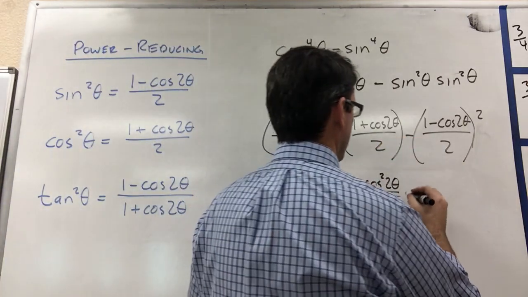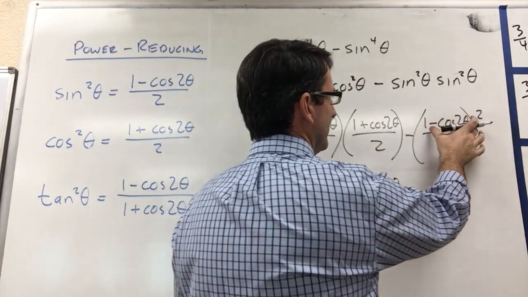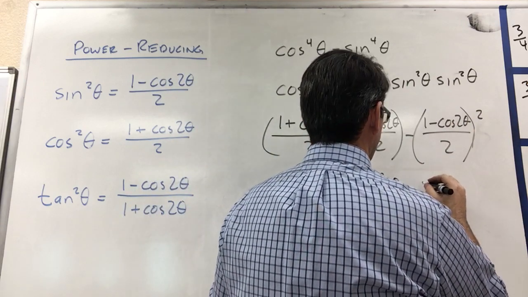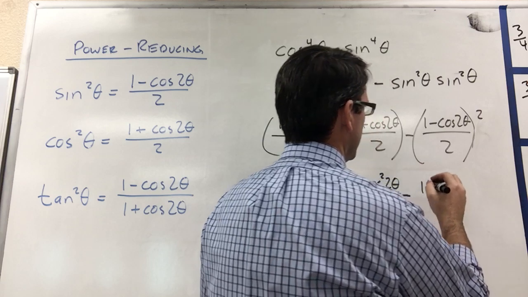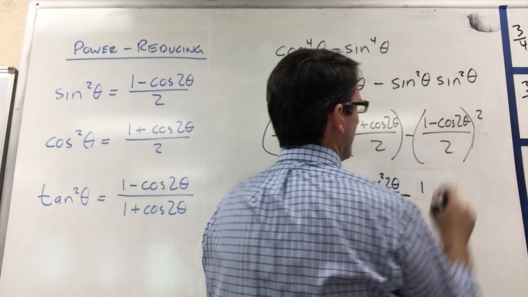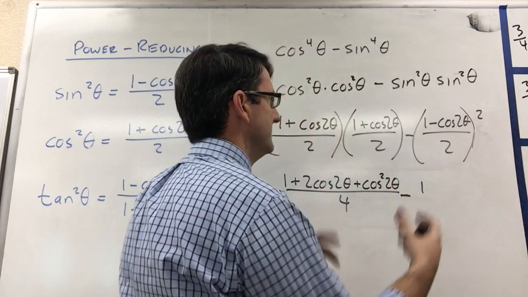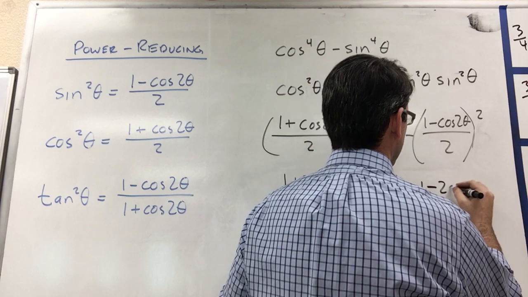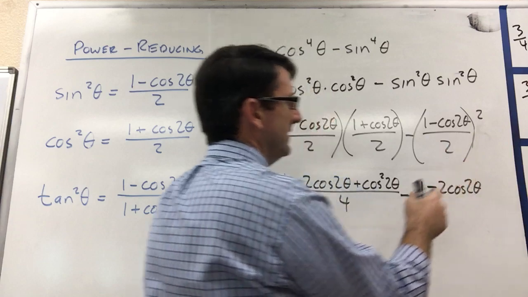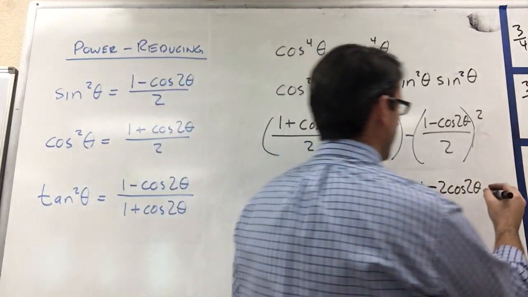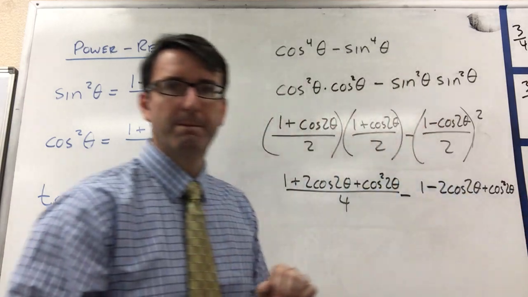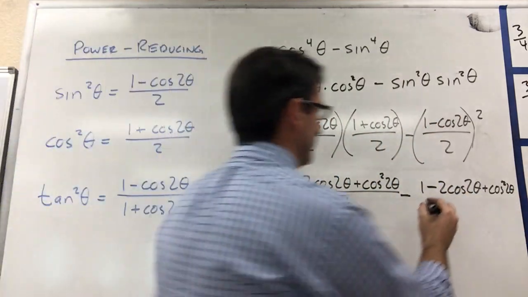And then over here, we're going to have minus, and now we need to FOIL this out as well. So this is going to be 1 times 1 is 1. 1 times negative cosine of 2 theta, negative cosine 2 theta. We're going to have 2 of those, so minus 2 cosine of 2 theta. And then negative cosine of 2 theta times negative cosine 2 theta is positive cosine squared of 2 theta. And all of that is over 4 again.